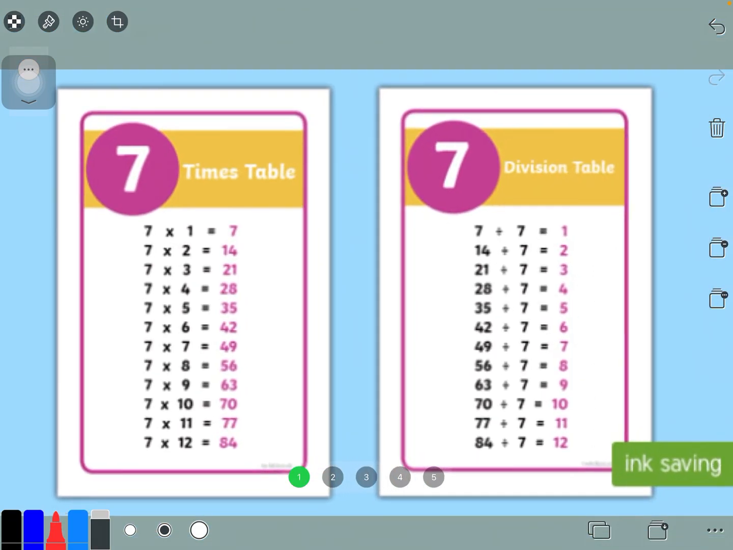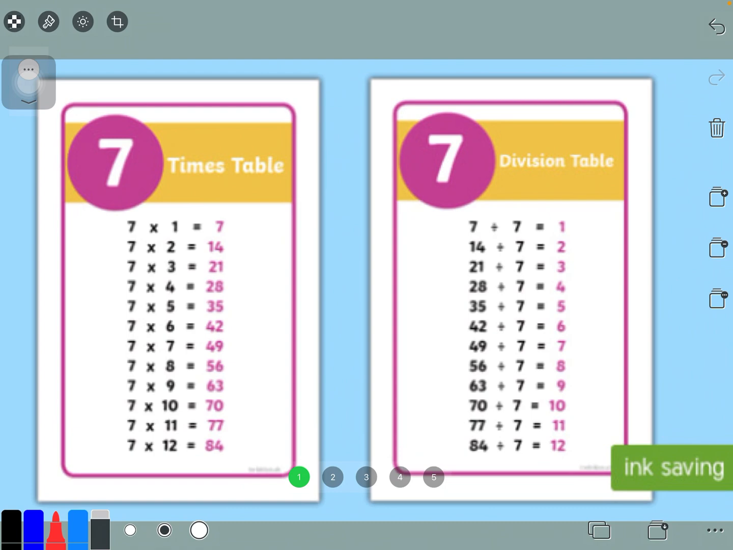Now, when I ask you for your division facts on Thursday, I'm going to say something like, what's 35 divided by 7? And all you have to do is sing the song and use your fingers. 7, 14, 21, 28, and 35. Oh, I've got 5 fingers. 35 divided by 7 is 5.